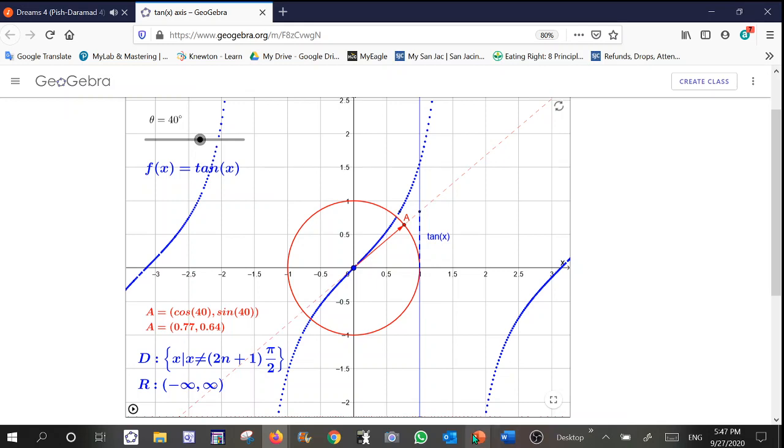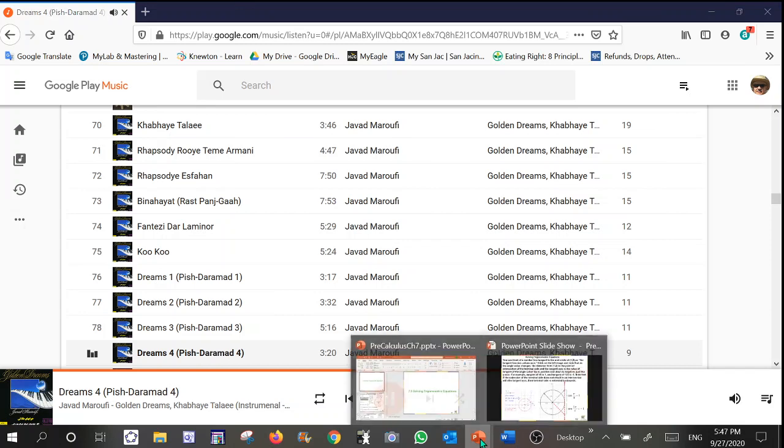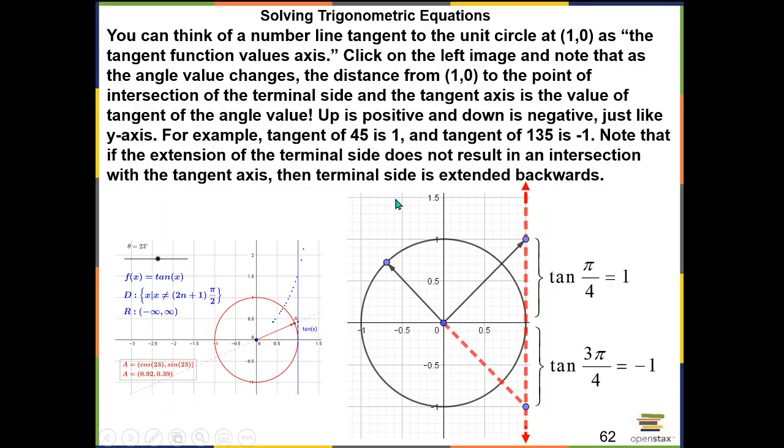So let me close this and go back to our, all right. As you see, this distance right here is tangent, because the tangent of this angle is opposite over 1. And in this case, tangent of pi over 4 is 1. And you know, the radius is the same as 1.